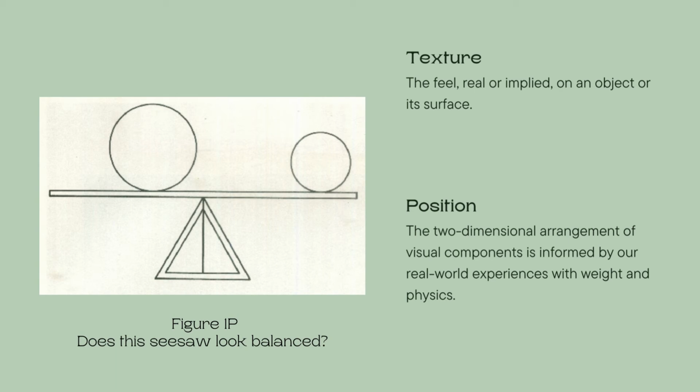So what this means is the closer a visual component is to the edge of a composition, the heavier it becomes visually. Likewise, the closer a component is to the center, the lighter it becomes.